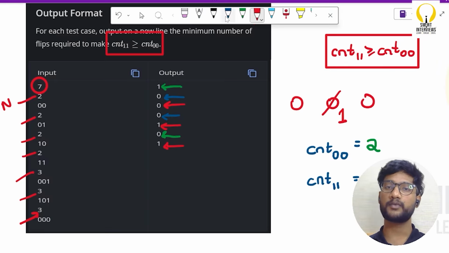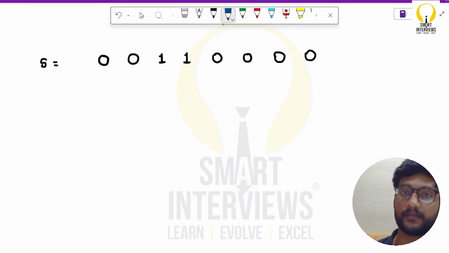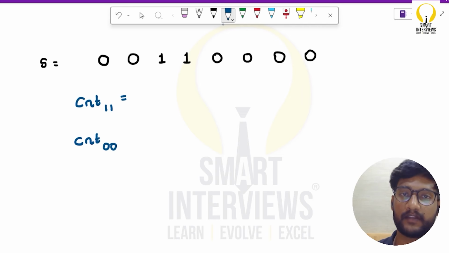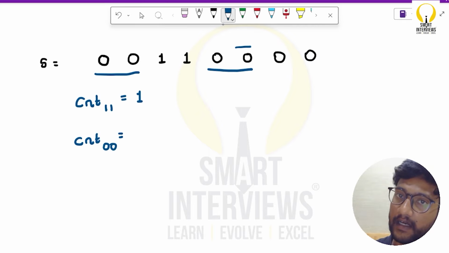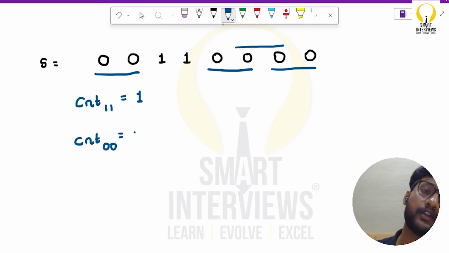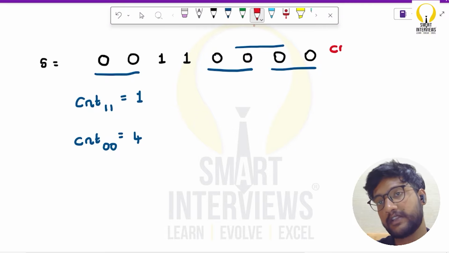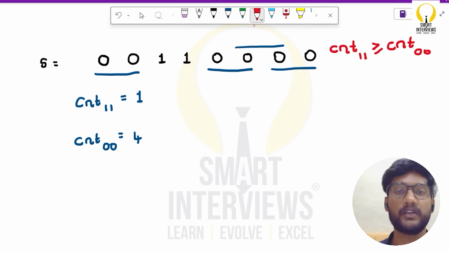Think how we can solve this problem, and we'll discuss the intuition, guys. Let's say this is your string, and now we try to count how many 11s are there and how many 00s are there. I can say we have only one pair here. And for this, 1, and for this, 2. And here we have 3 and 4. So the count is 4. Now how will you solve this problem, guys? Basically, the count of 11 should be greater than or equal to the count of 00. This condition should be satisfied, right?